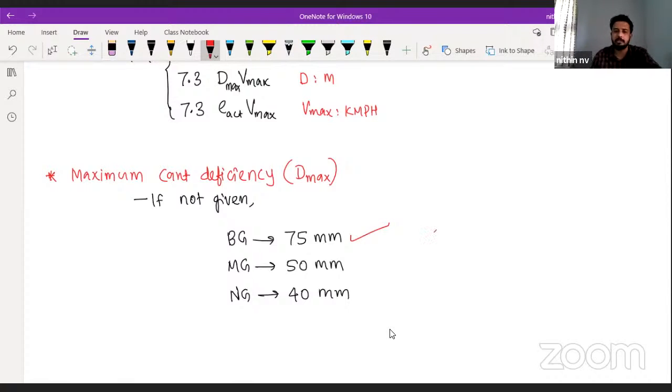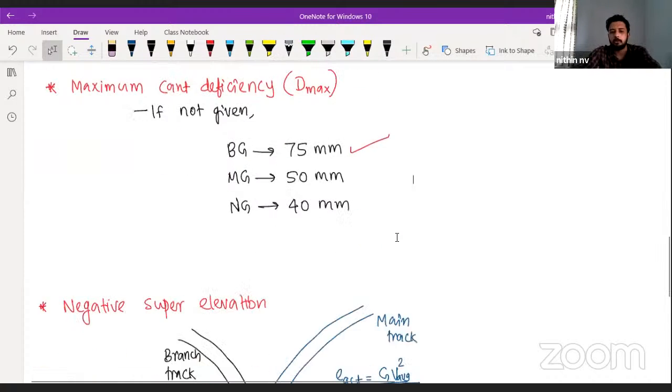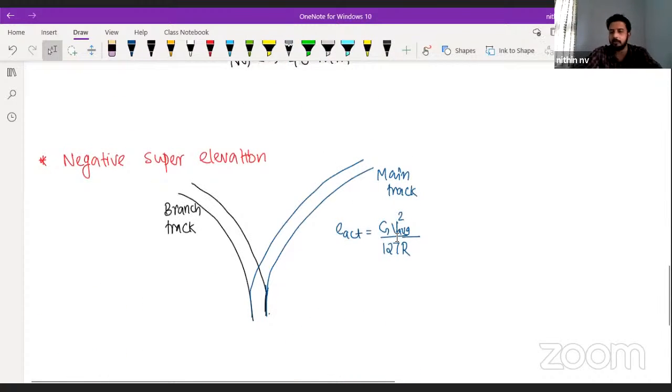Some textbooks say that it is 76 millimeters. Not much change will come if you are taking 74 or 76, a fraction, only 1 mm difference. No change is going to happen, so you can just remember 75 millimeters. Now there is a concept of negative super elevation also. For negative super elevation, I have done a question in last year's video that you can check for the numericals related to negative super elevation.